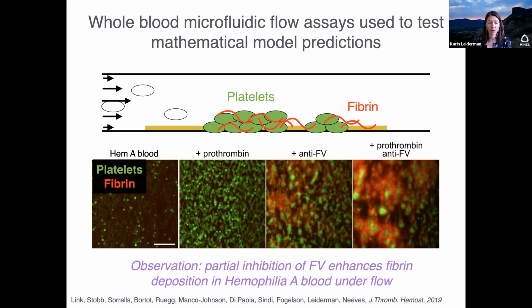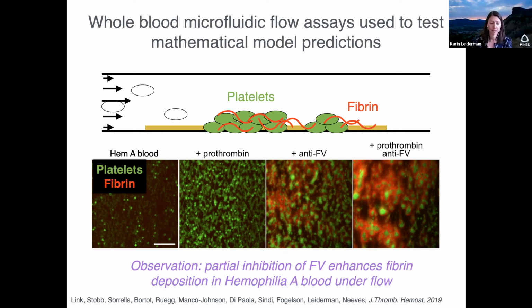And so in summary, we were able to observe experimentally that partial inhibition of factor V and increased prothrombin enhanced the fibrin deposition of hemophilia A blood under flow, which validated our hypothesis that was generated from a mathematical model.